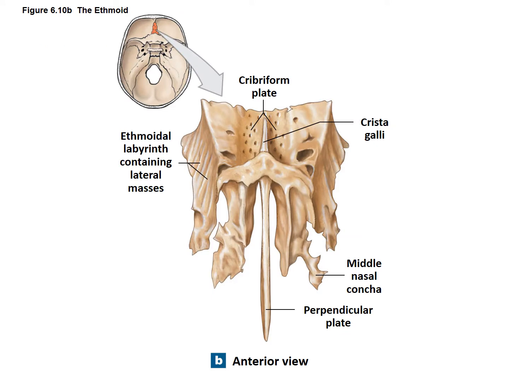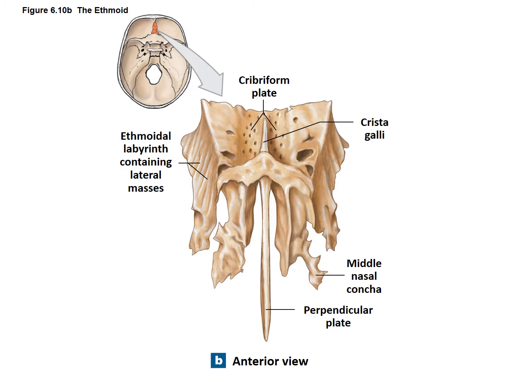Here we can see another good view of the ethmoid bone, including the cribriform plate, crista galli, the middle nasal conchae, and perpendicular plate and lateral masses. The cribriform plate up top is going to have numerous perforated holes, and this allows the olfactory nerve to extend through. A thin plate projects upwards from the cribriform plate, and this is called the crista galli.